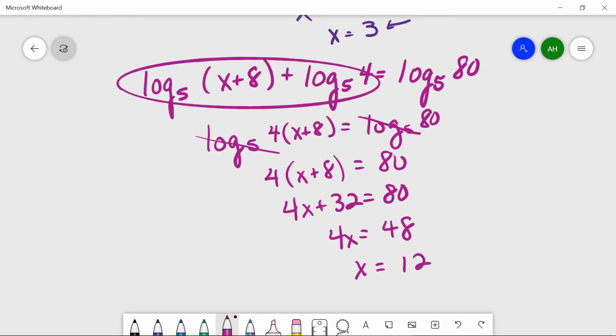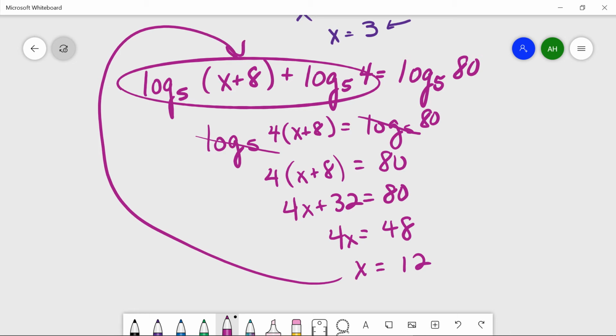Then when I take this 12 and plug it back in up there, 12 plus 8 equals 20. So my argument is positive, so yes, this is good and this is fine.